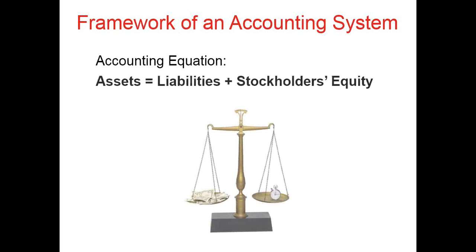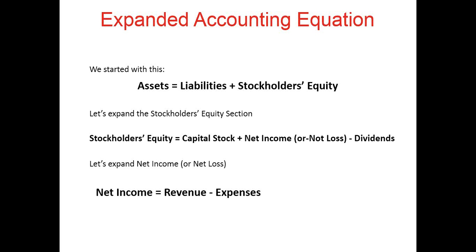Why would we do that? Well, let's look at the original equation. Assets are things we own, liabilities are things we owe, and stockholders' equity is the combination of capital stock and retained earnings. Retained earnings are the profits that are retained within the business that we have not paid out in dividends. Well, there's something missing. Where's revenues? Where's expenses? Where's that piece of daily operations? That's why we're going to expand this.